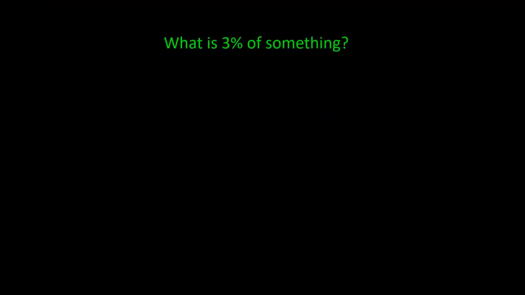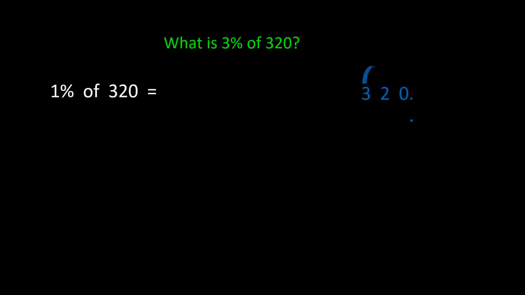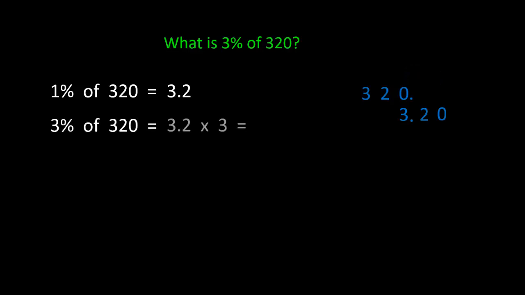Last one then. What if we had to find 3% of something? Well, we'd find 1% and multiply it by 3. So what is 3% of 320? Well, let's find 1% first. Let's move those figures 2 places. 3.2. Okay, so 1% is 3.2, but we don't want 1%, we want 3%. So we take 3.2 and times it by 3, 9.6.